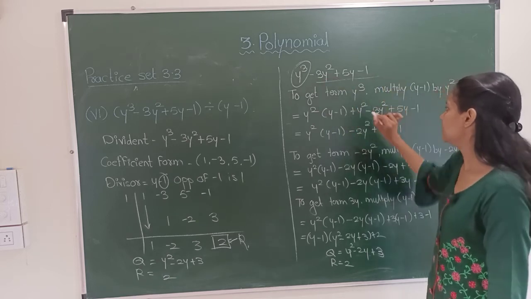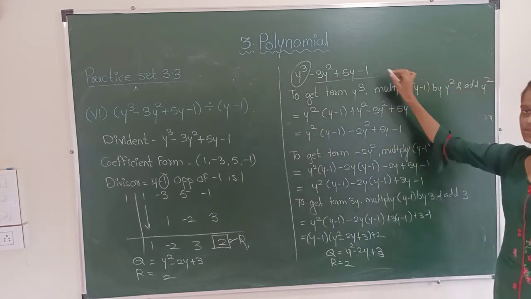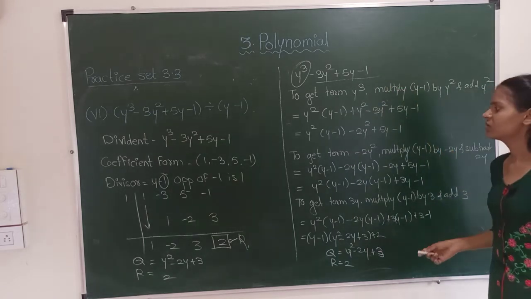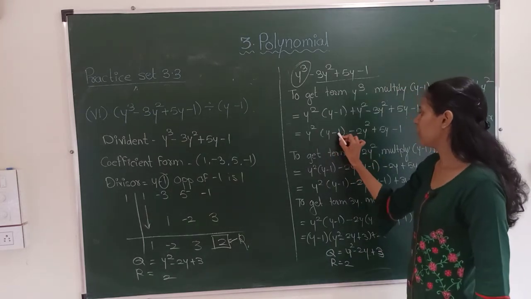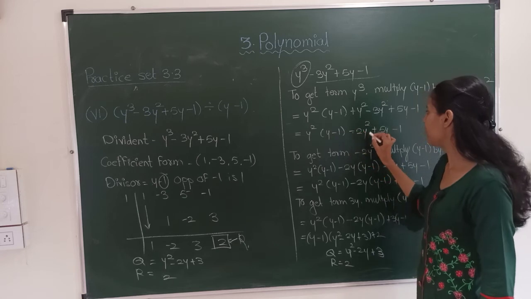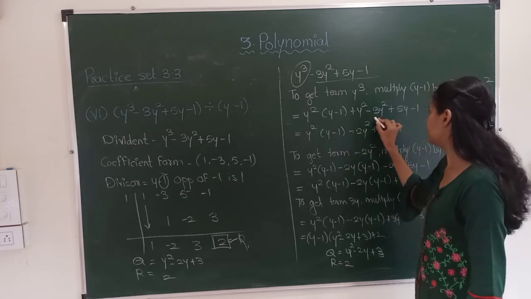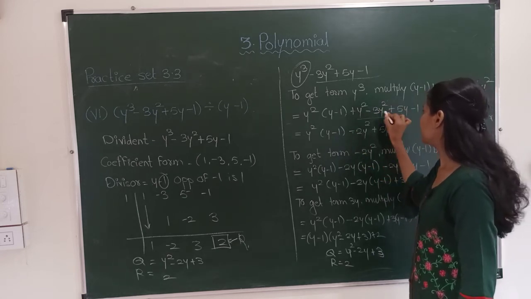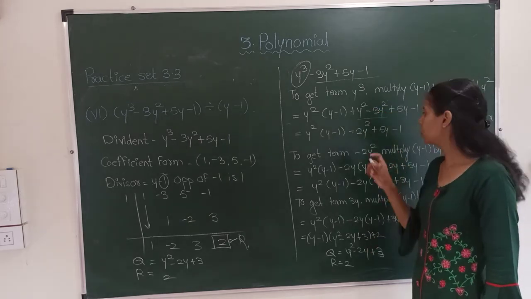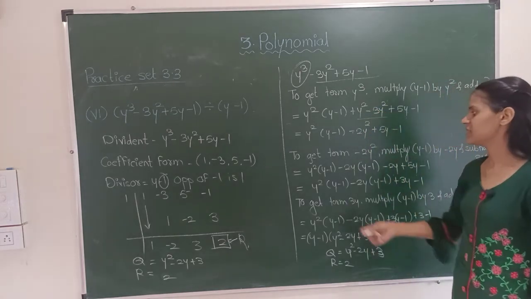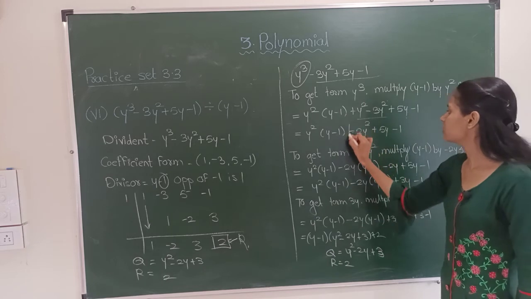Now this term as it is, 3y square plus 5y minus 1. We copied this as it is. So see, y square into y minus 1 minus 2y square plus 5y minus 1. See this y square and y square, minus 3 plus y square is minus 2y square, and this as it is. Now the term is minus 2y square.